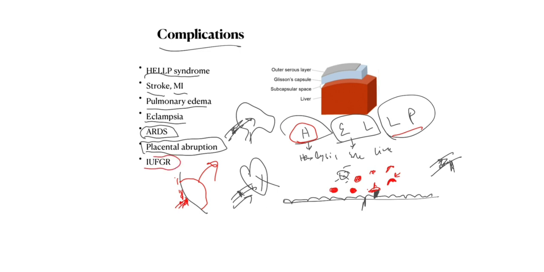Then intrauterine growth restriction. So remember, anything that decreases the flow towards the uterus, the uteroplacental flow is decreased, anything that will result in the decreased flow to the fetus, and that can result in fetal growth restriction. So just like here, there's vasospasm, so decreased flow, and then result in fetal growth restriction.